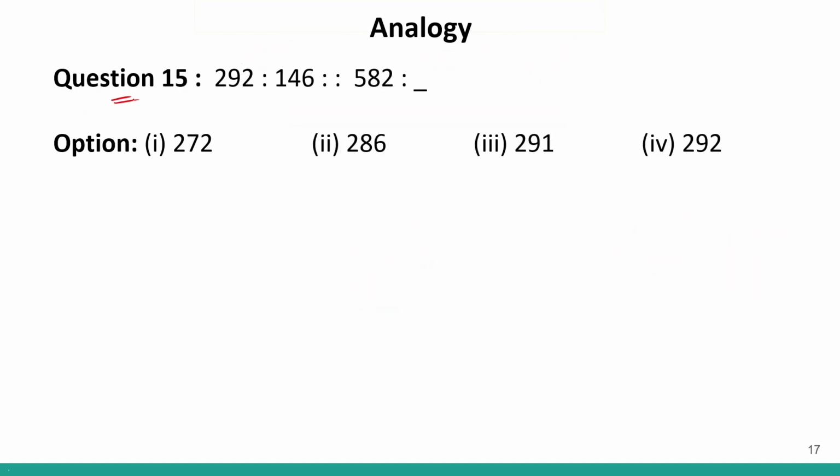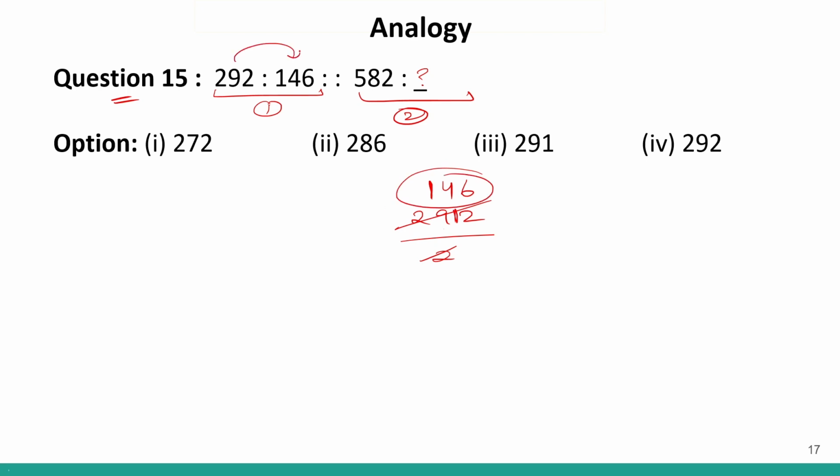Okay, question number 15, last question for today. We have 292, 146, 582 and we have to find the missing element. So this is pair 1. We have to find the logic in pair 1 and use the exact same logic in pair 2 to find the missing element. Now over here, if I divide 292 by 2, how much will I get? 2 by 2 is 1. So 9 will be carried down. 292 by 2 is 1, this will be 4, and 1 will be carried, so this will be 6. I'll get 146. So this is basically division by 2. So I'll do the same thing over here.